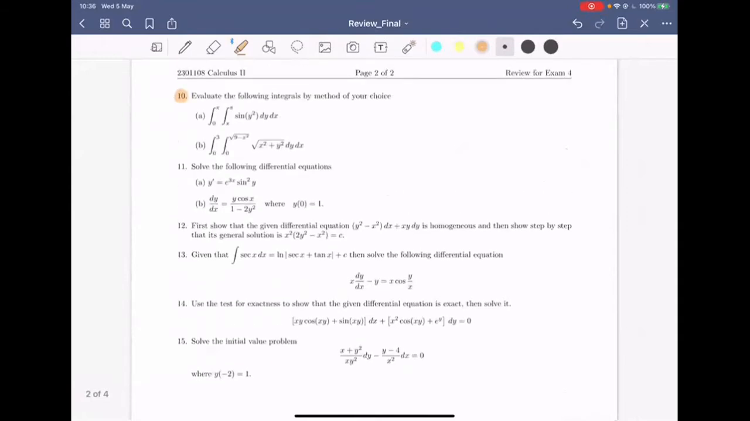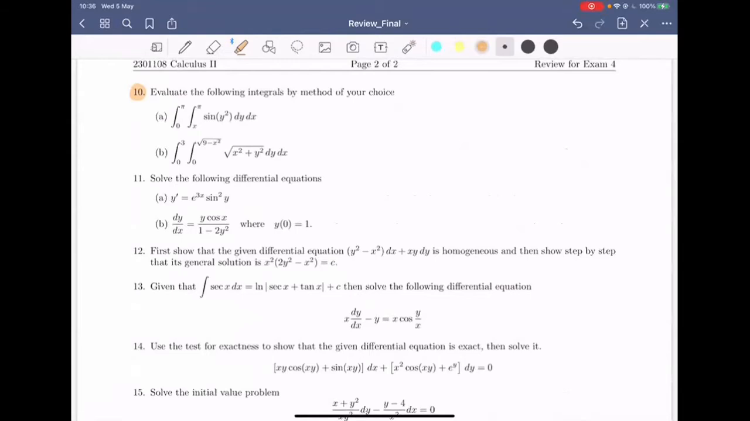Okay, let's do number 10. I want you to evaluate the integrals by the method of your choice. Well, this could be the question on the exam where I asked you to integrate, but you just need to pick the method on your own.